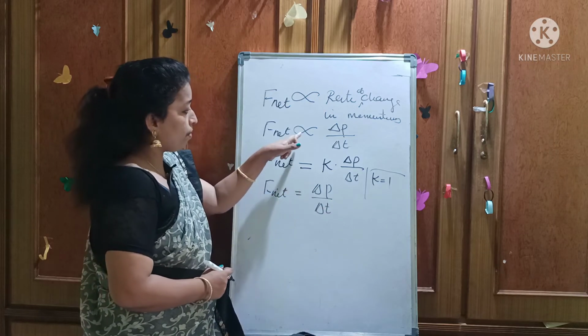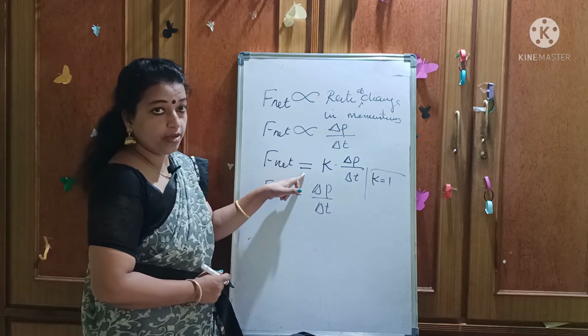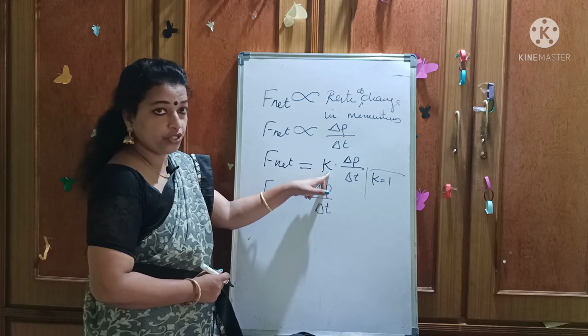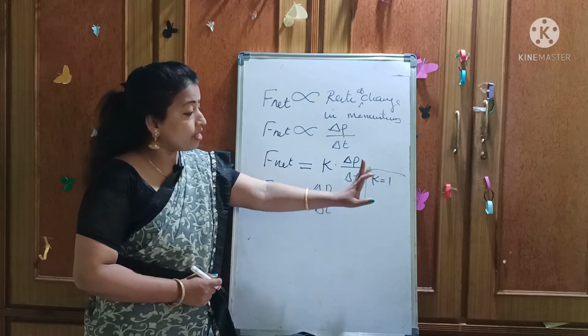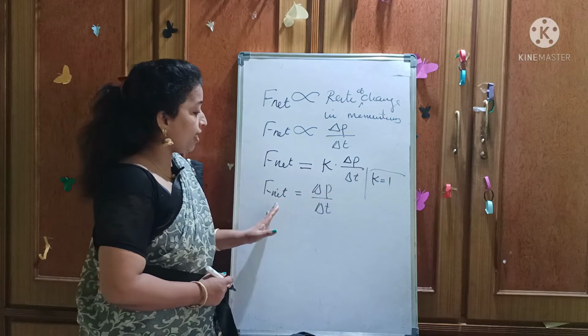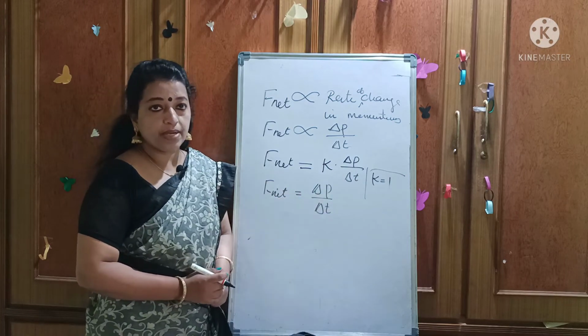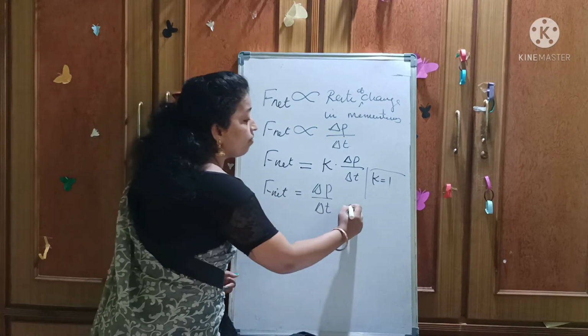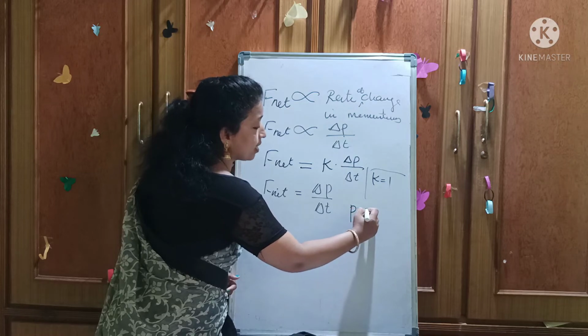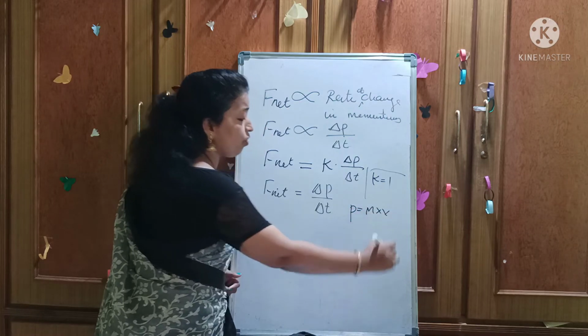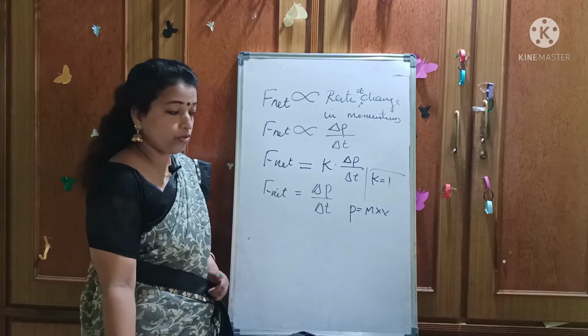You understood? To change a proportionality sign into an equal sign, we have to multiply with a constant. Here K is a constant. Suppose K is equal to 1, then net force is equal to delta P by delta T. And one more thing, before we discuss that, momentum is mass into velocity.